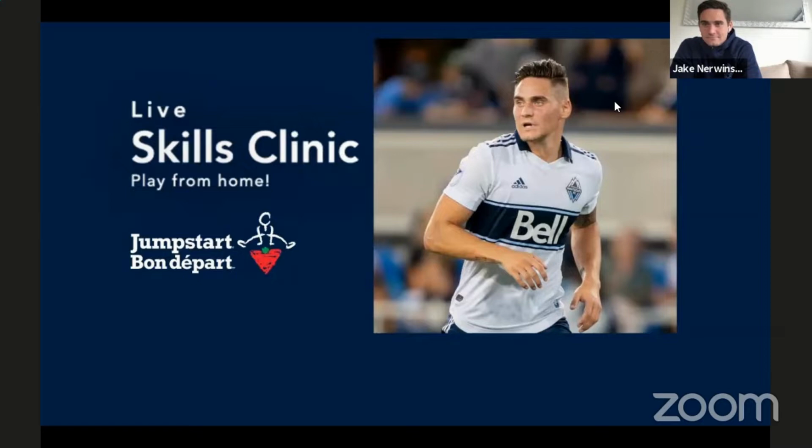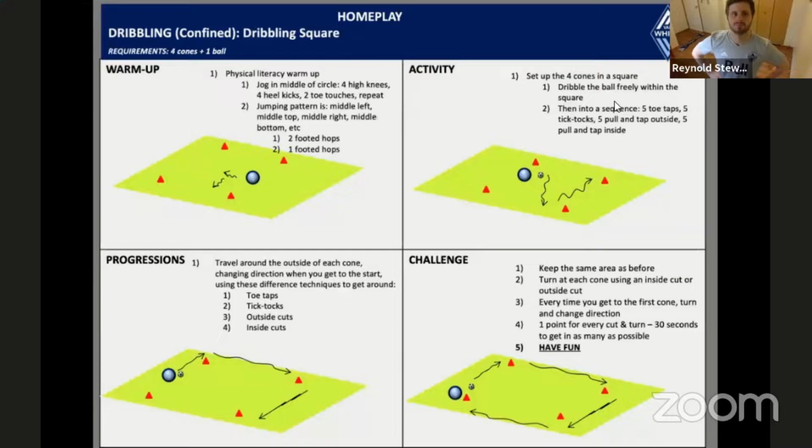Here's a little look at what we're doing today. It's dribbling. You just need four cones or four objects to use as cones, one ball, and Coach Reynold will take you through it. So without further ado, we'll get going now and I'll introduce Coach Reynold. Go ahead, Coach Reynold.